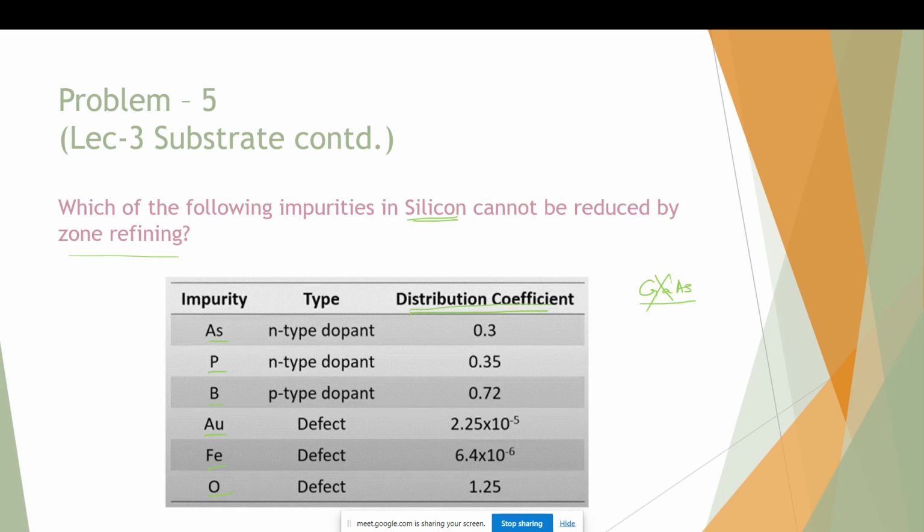So first let us look at what is the distribution coefficient. Maybe you might remember the letter K that Prof had used. So this K is nothing but CS over Cl. So basically this is just the concentration of impurities in solid. I'll write it down. Concentration of impurity in solid upon concentration of impurity in liquid.